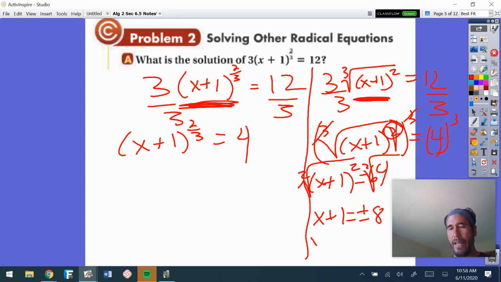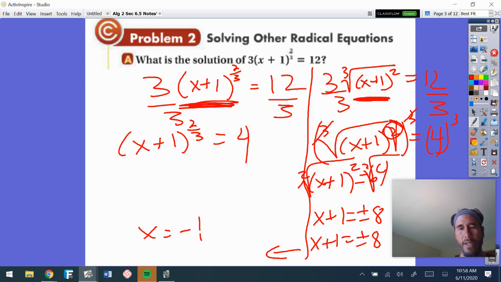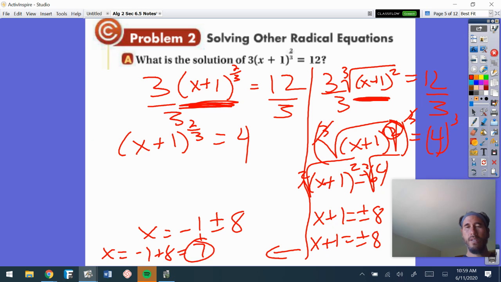So then I get x equals... well, here, I'll go one more step here for you guys. Okay, so now I'm going to subtract a 1 on both sides, and I got to come this way a little bit. I apologize. -1 plus or minus 8. And whenever I have plus or minus, right, class, that means I have two answers. One of my answers would be x equals -1 plus 8, which would be 7. And my other answer is x equals -1 minus 8, which would be x equals -9.